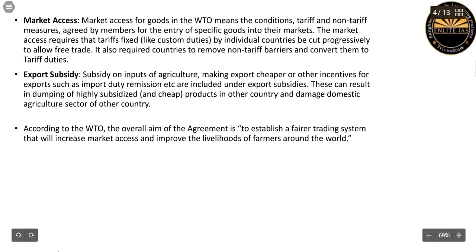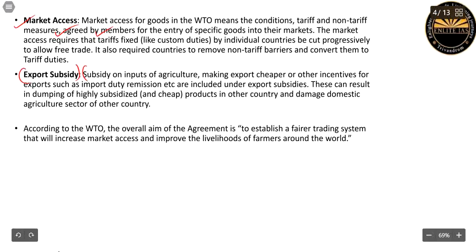Moving on. The first pillar is domestic support. The second pillar is market access. Market access for goods in the WTO means the conditions, tariff and non-tariff measures agreed by members for the entry of specific goods into their markets. And the third pillar is export subsidy.